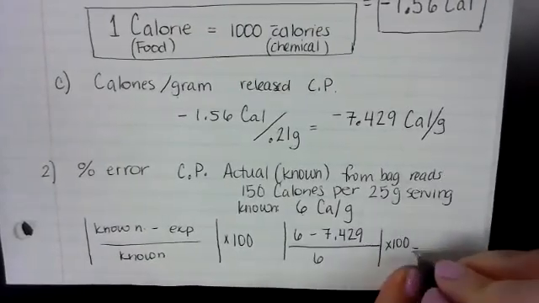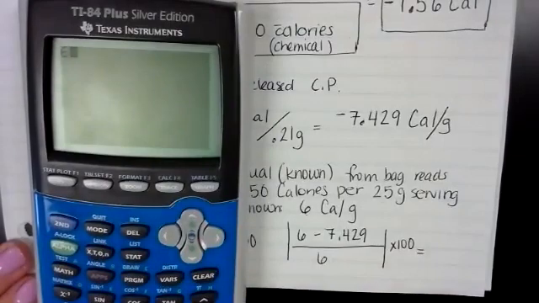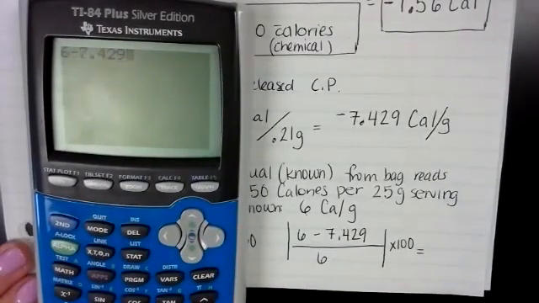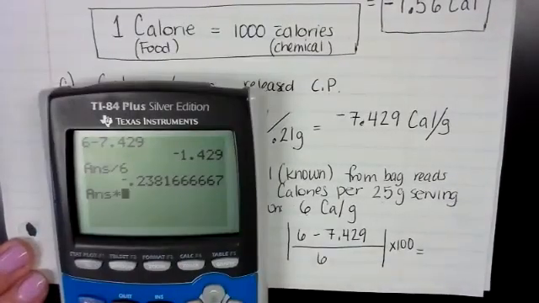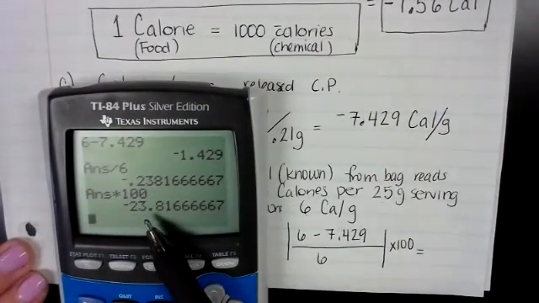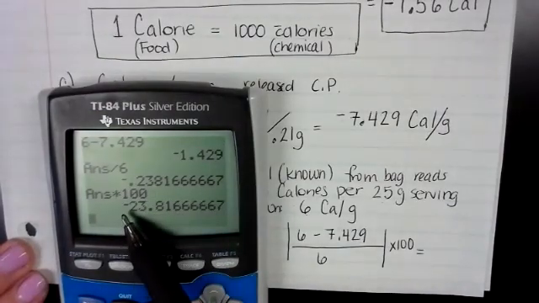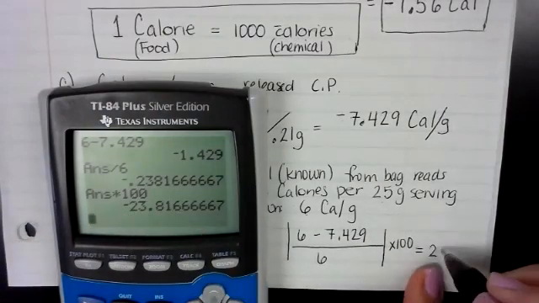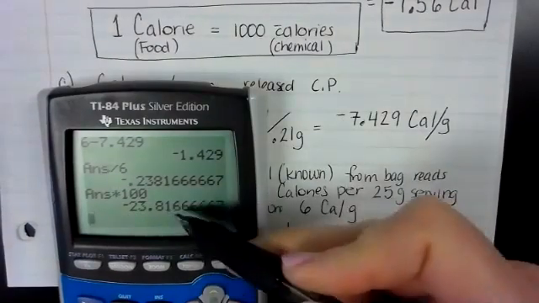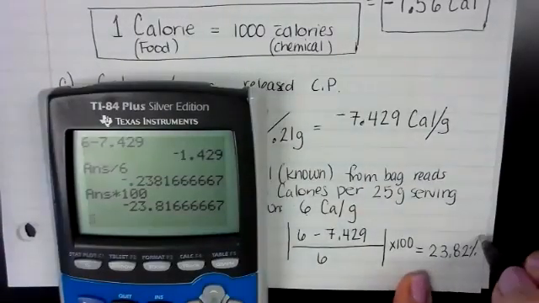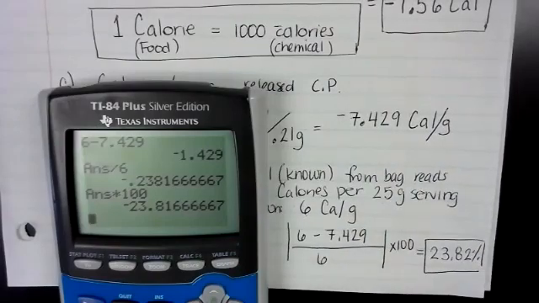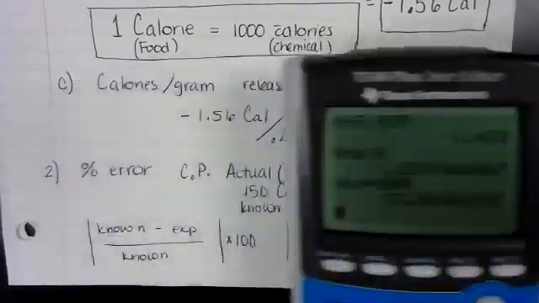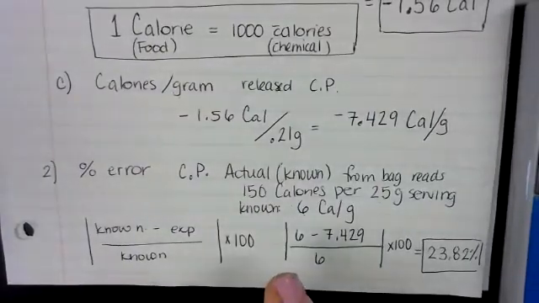We'll type it into the calculator. 6 minus 7.429, divided by 6, and then multiplied by 100, it's 23.81. And I am not including the negative because it's the absolute value. So then I have 23.8, and I'll round up to 82%. So 23.82% error. Man, were we really good.